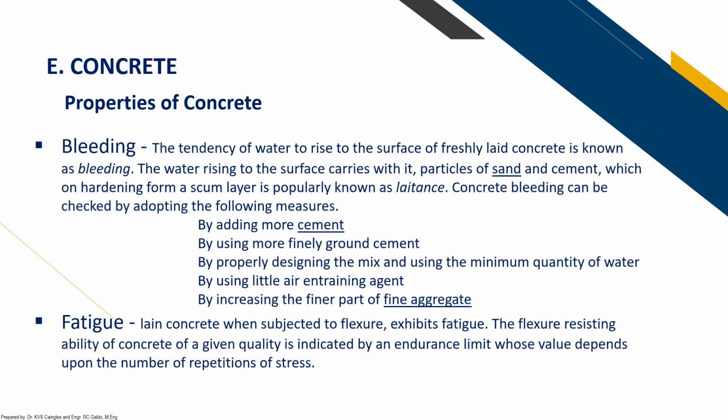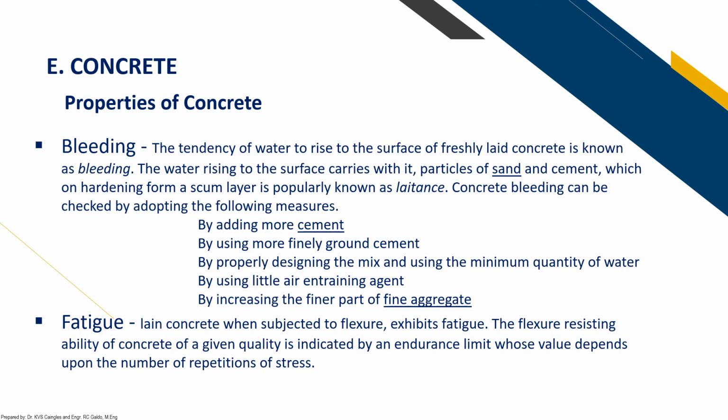Okay? Next property is the bleeding property. So it is a tendency of water to rise to the surface of freshly laid concrete, and it is known as bleeding. Okay. The water rising to the surface carries with it particles of sand and cement, which on hardening form a scum layer properly known as laitance. So concrete bleeding can be checked by adopting the following measures. It could be mitigated by adding more cement, by using more finely ground cement, or by properly designing the mix and using the minimum quantity of water, and also by using little air entraining agents, and also by increasing the finer part of fine aggregate.